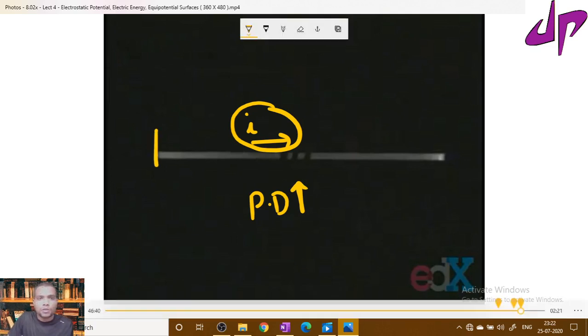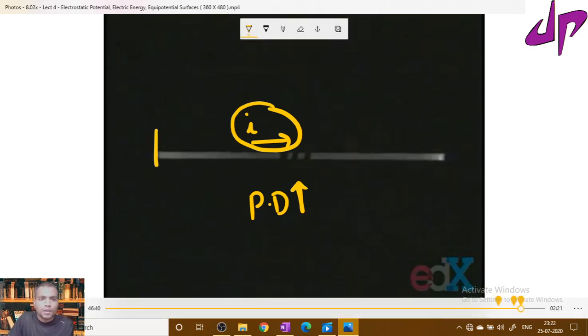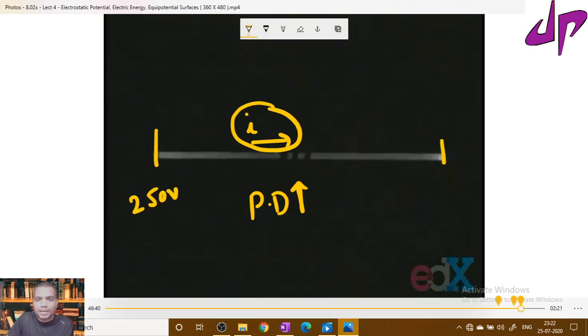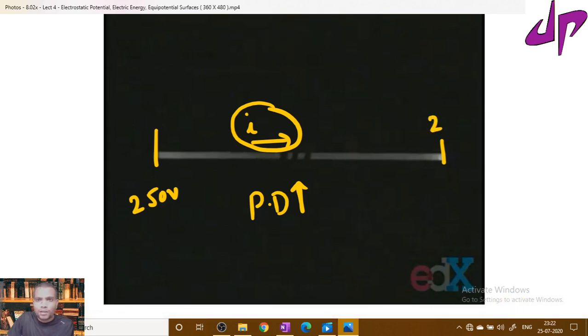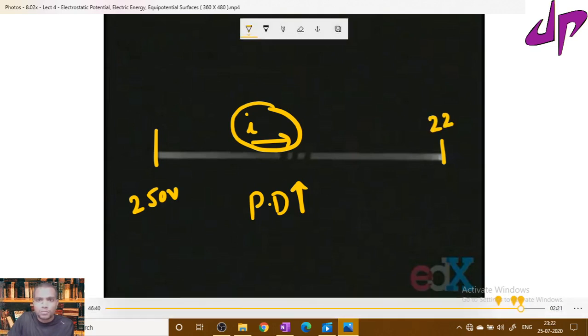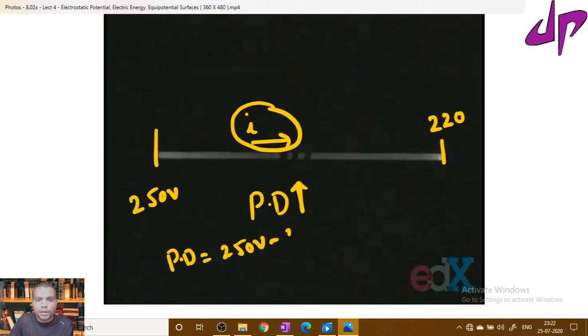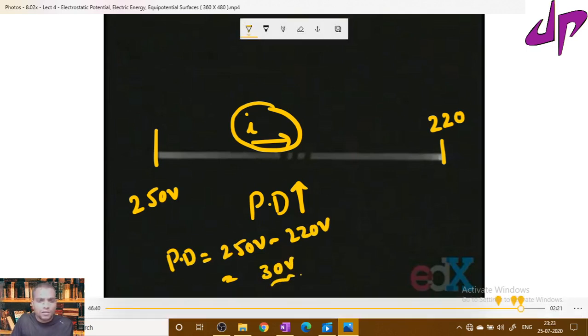Suppose here the potential due to the source charge, let me take as 250 volt, and here let me take 220 volt. Now what is the potential difference? The potential difference is equal to 250 volt minus 220 volt. The difference of the voltage is just 30 volt. 30 volt causes very little brightness, it is not at all sufficient for the fluorescent lamp.